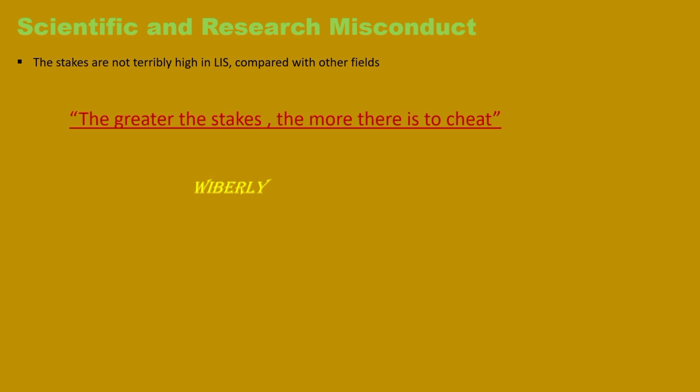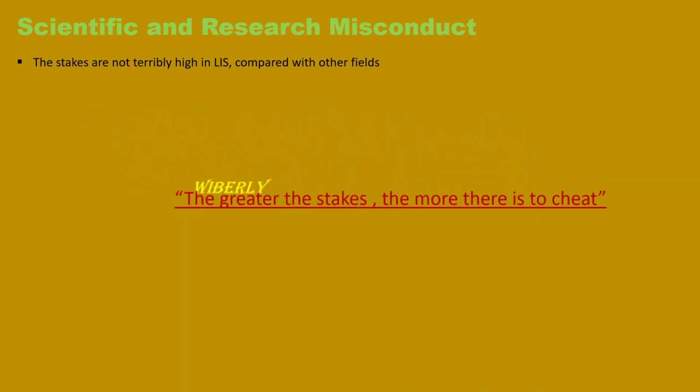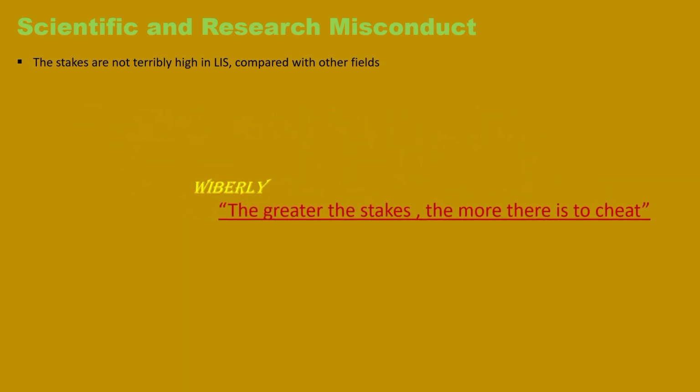There is at least a perception that research misconduct in library and information science is less of a problem than it is in other fields, principally because the stakes are not terribly high in LIS as compared with fields such as biology, physics, medicine, and the like. Or as widely stated, there is less of it done in other fields that have greater funding or greater prestige. The greater the stakes, the more incentive there is to cheat.